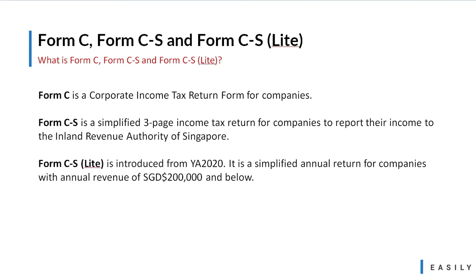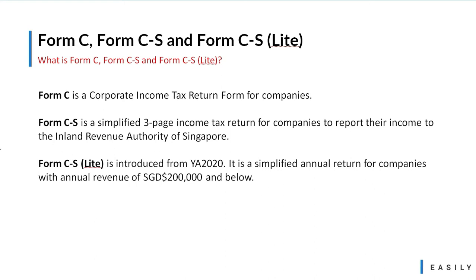So what is Form C, Form CS, and Form CS Lite? Form C is a corporate income tax return form for companies. If your company qualifies for Form CS, it's a simplified 3-page income tax return for companies to report their income to IRAS. Then, for year of assessment 2020, which is currently where we are, there's this new item called Form CS Lite, to make the tax filing process even easier. It's a simplified annual return for companies with annual revenue of Singapore dollars 200,000 and below.